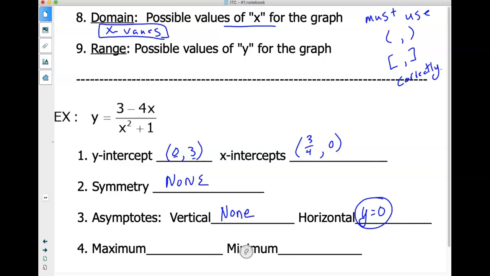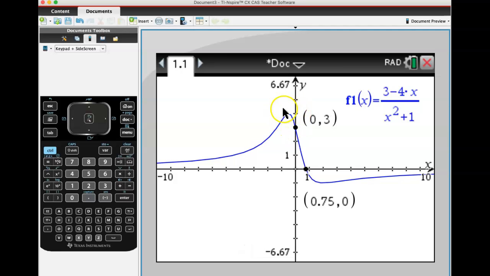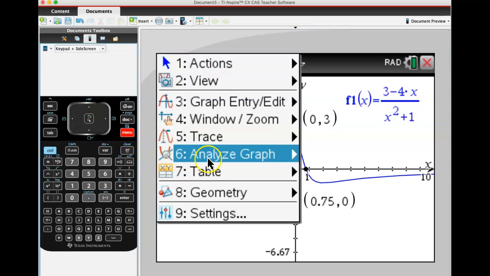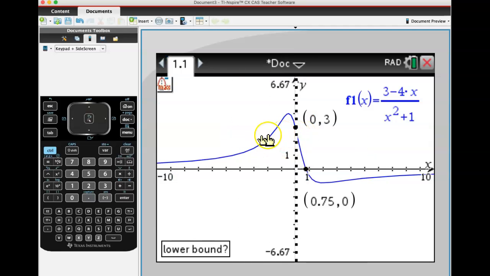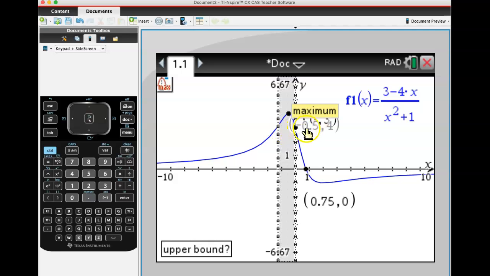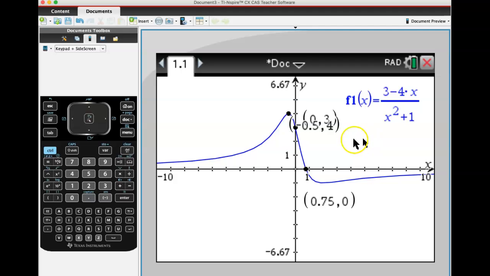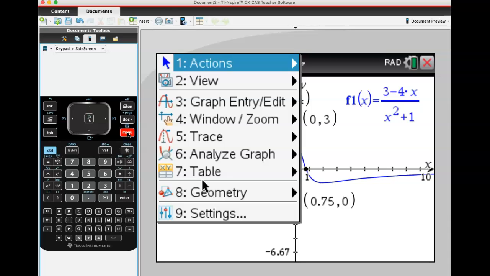Maximums and minimums. Our calculator finds those really nicely too. So I'm going to come back. I can see I have a maximum here. It looks like an absolute maximum. How do I find that? I go menu, analyze graph, maximum, and then drag my finger across that pad. It says lower bound. That just means the left side of the hump. Drag it to the right side of the hump, and it drops the dot for me. And I can drag it up. So there's my maximum.